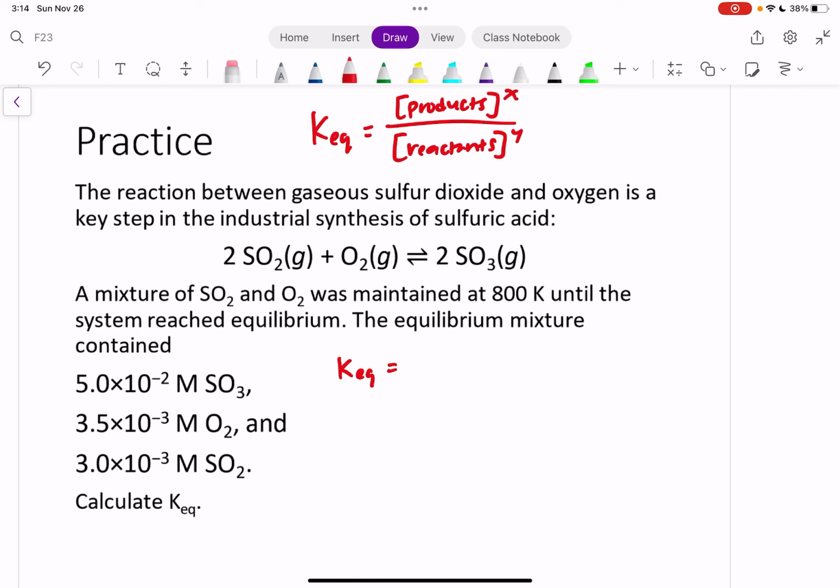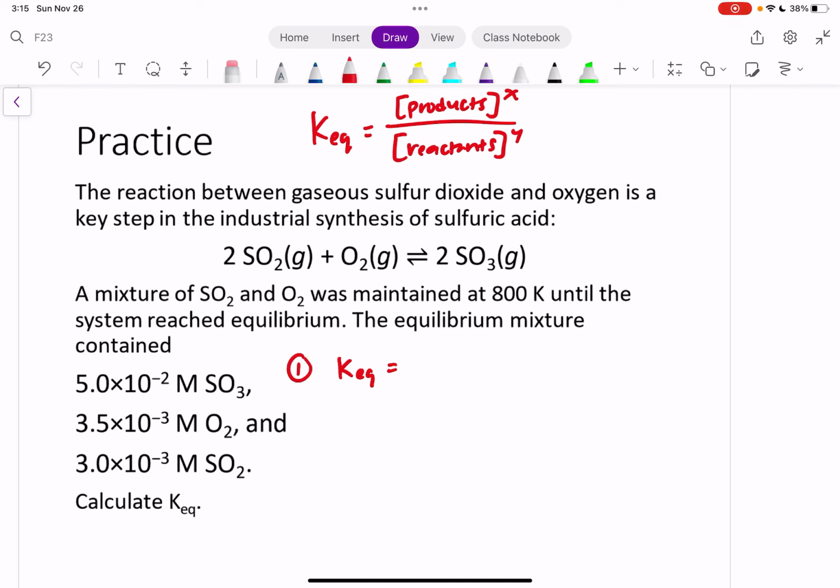So it says the reaction between gaseous sulfur dioxide, SO2, and oxygen, O2, is a key step in the industrial synthesis, or making, of sulfuric acid. A mixture of SO2 and O2 was maintained at 800 Kelvin until the system reached equilibrium. And at equilibrium, the mixture contained these concentrations for our reactants and products. And then it says to calculate the KEQ.